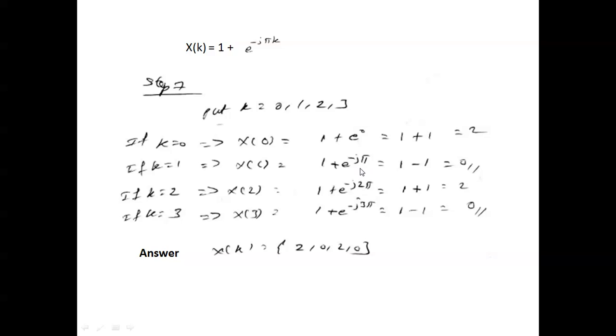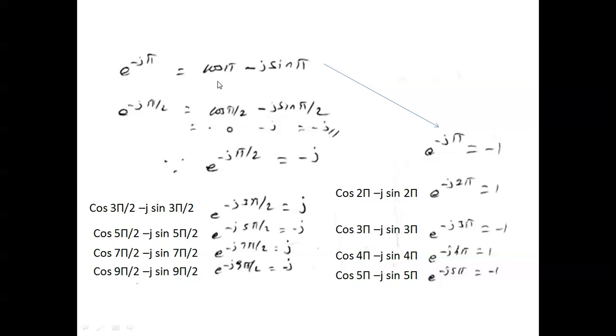If it is e power minus j 2 pi, you have to expand it as cos pi minus j sin pi. Okay, cos pi minus j sin pi value is minus 1. Similarly, e power minus j pi by 2 means cos pi by 2 minus j sin pi by 2. Similarly, e power minus j 3 pi by 2 is cos 3 pi by 2 minus j sin 3 pi by 2. The value is j.